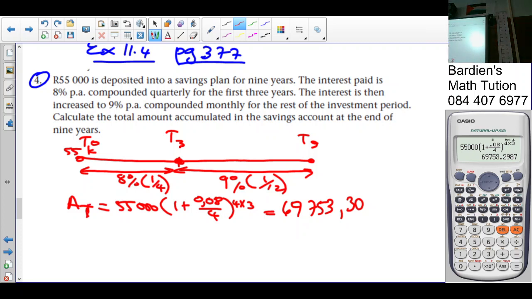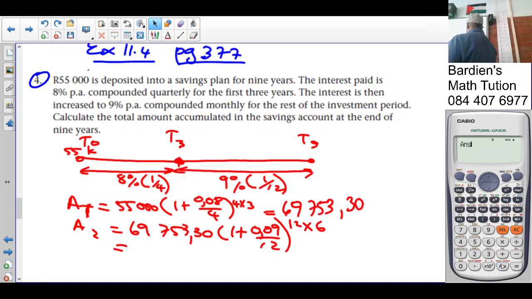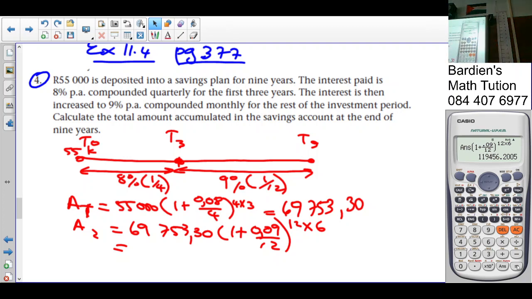That is A1. So A2 is going to be 69,753 into 1 plus 0.09 over 12 to the exponent 12 times 6. So answer into 1 plus 0.09 over 12 to the exponent 12 times 6 gives 119,456 comma 20. Right, where did you go wrong?